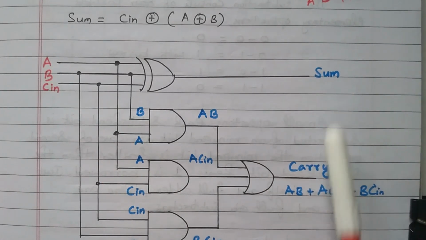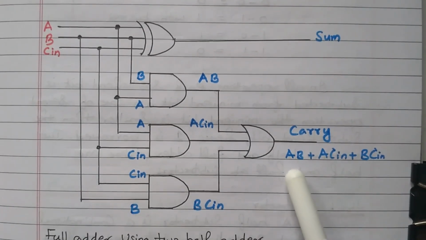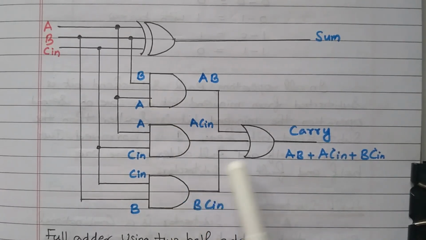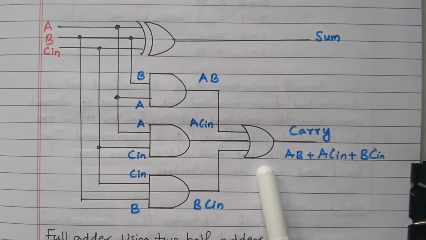Now we need to concentrate on the carry. What is the expression for carry? Carry is nothing but AB plus ACin plus BCin, right. For A into B we need one AND gate, for A into Cin we need one more AND gate, and for B into Cin we need another AND gate. So 3 AND gates are required. In order to add these, we need one OR gate, right. So you see this, there are 3 AND gates and one OR gate. To get these 3 terms, these 3 AND gates, then all are added together by this OR gate, right.